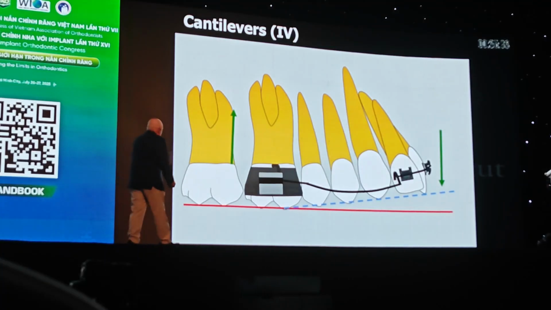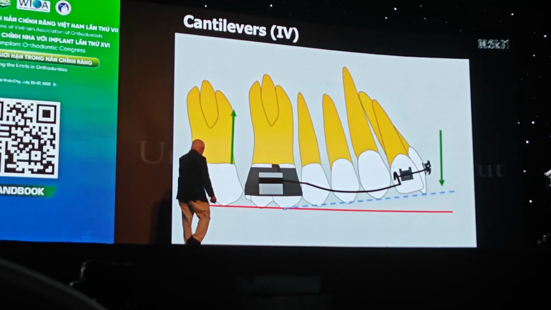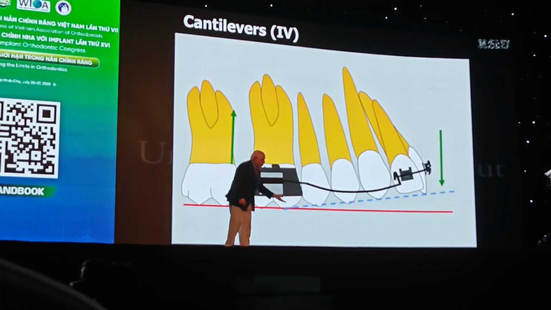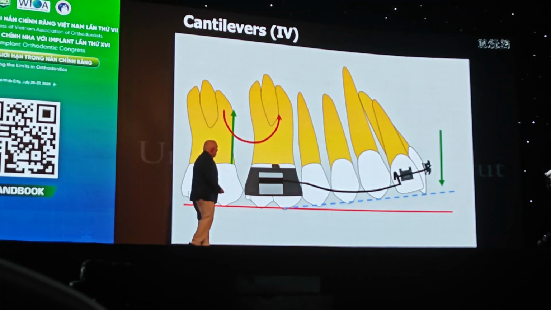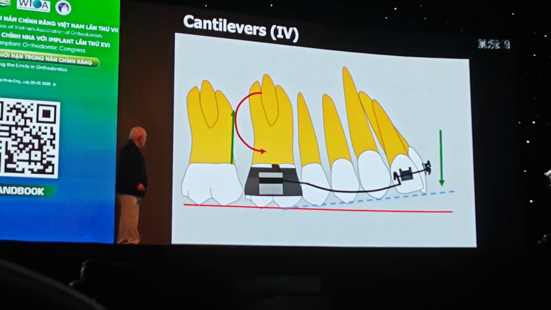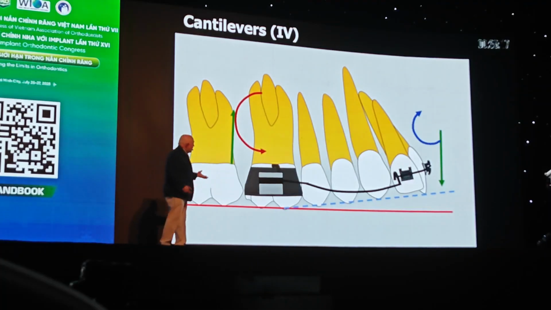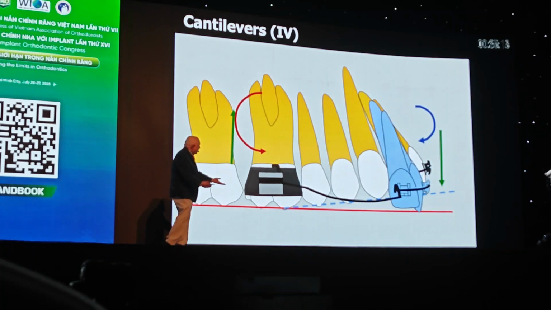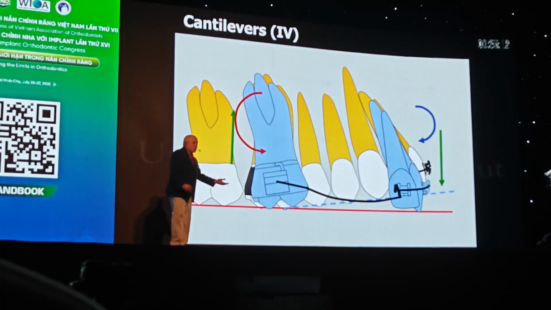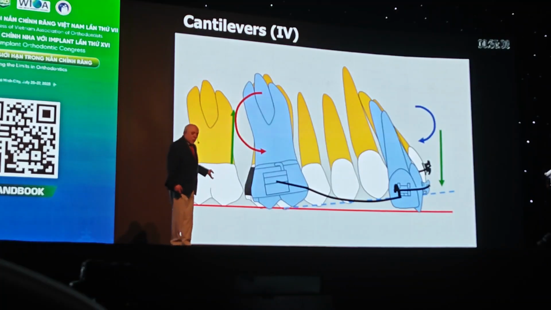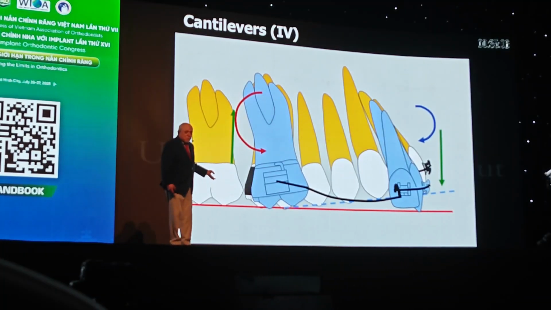So, if I do this thing, I'm going to have intrusion in the posterior region, and I'm going to have extrusion in the anterior region. But then what happens is the moments are going to be quite different. And that is, it is going to bring the posterior teeth forward and anterior teeth down, and the net result is you correct one problem, but you create another one in the posterior.